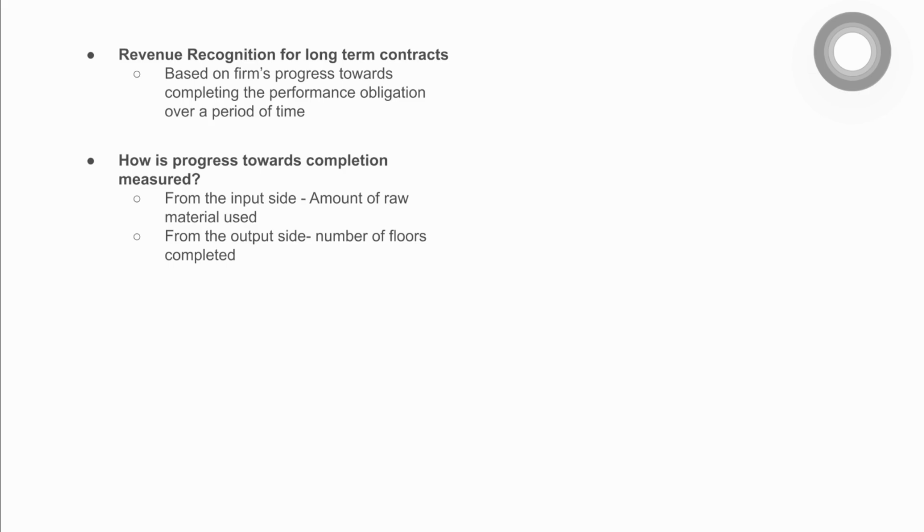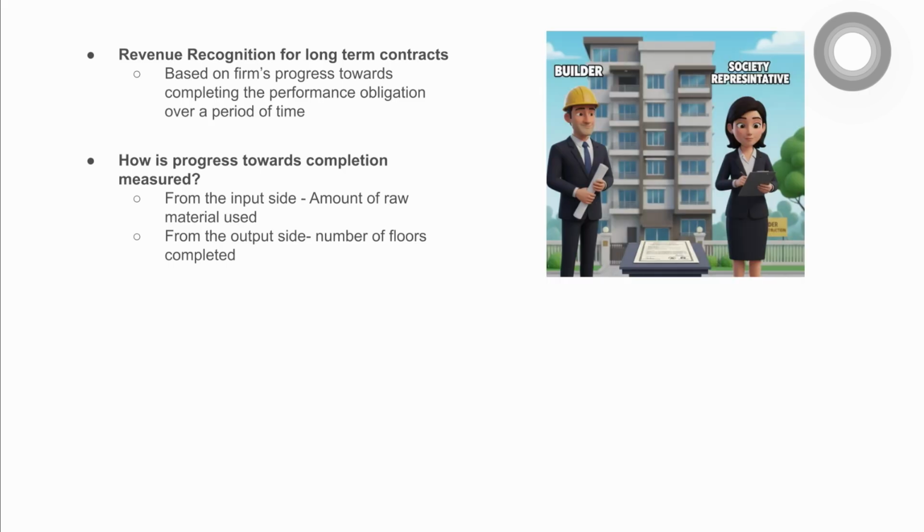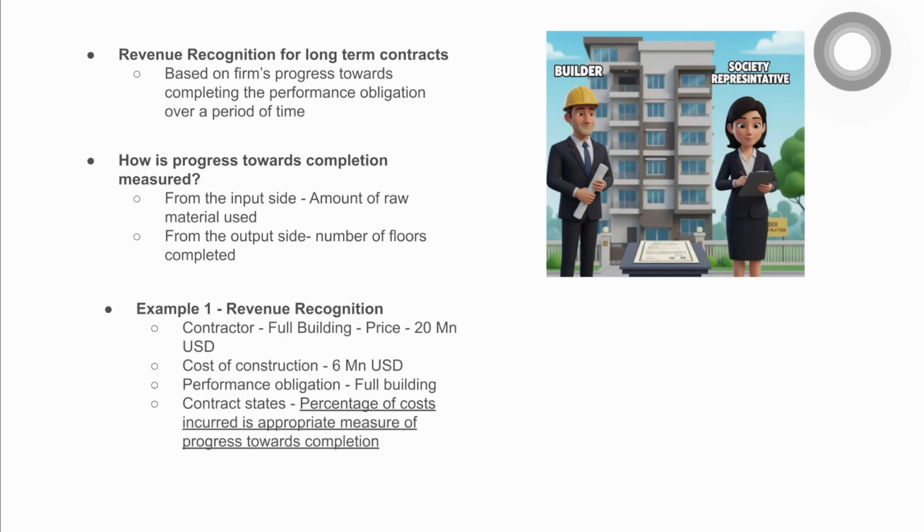If we were constructing a building, let's say that we've used 50% of the total amount of raw materials that are required, then this is what we call measuring from the input side. We've already used 50% of the total raw materials required, so we would recognize 50% of revenue. It can also be measured from the output side. 2 floors out of 10 floors of the building are ready. If only 2 out of 10 are ready, then I can recognize 20% of my revenue. It's the same builder and society example.